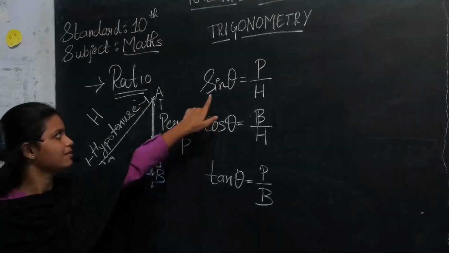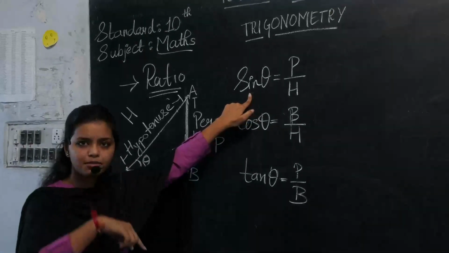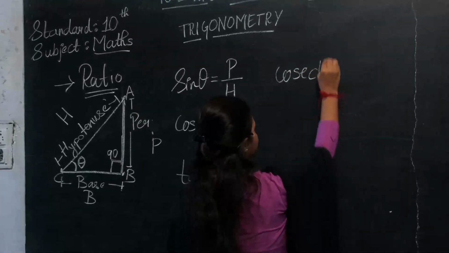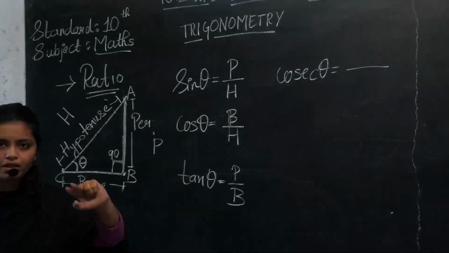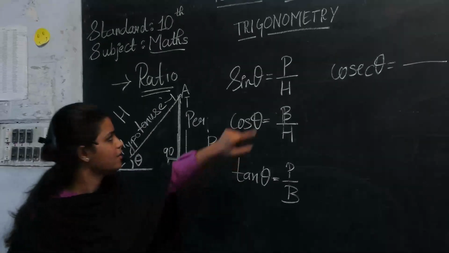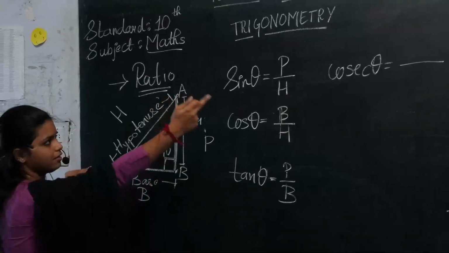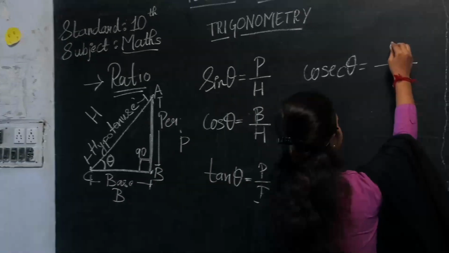Now, sine is there, then we'll write cosec. Cosec is the reciprocal of sine. What is this? Reciprocal. Reciprocal means the numerator will come in the denominator and the denominator will come in the numerator. So here is P upon H, perpendicular upon hypotenuse, then cosec will be hypotenuse upon perpendicular. Got it?